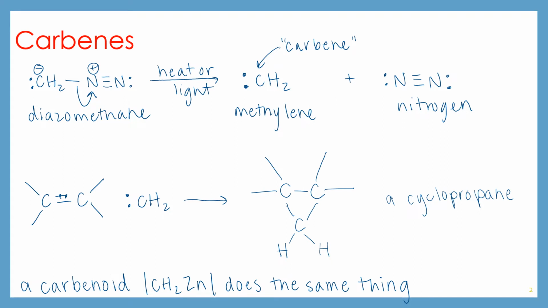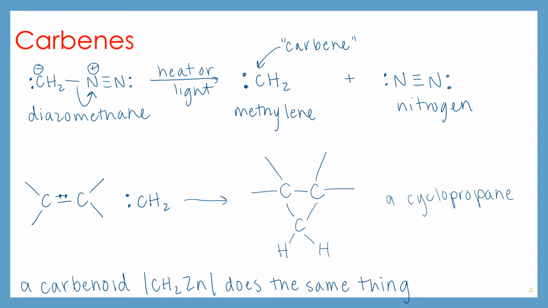If diazomethane is first deprotonated and then reacted with heat or light, it will break apart into methylene, which is CH2 with a lone pair, the carbene species, and nitrogen gas. Nitrogen, being very stable and a gas, leaves the reaction through the formation of bubbles. It's just gone, so this reaction cannot reverse. Once it happens, this species is essentially stuck.